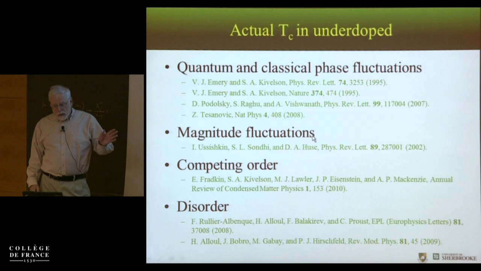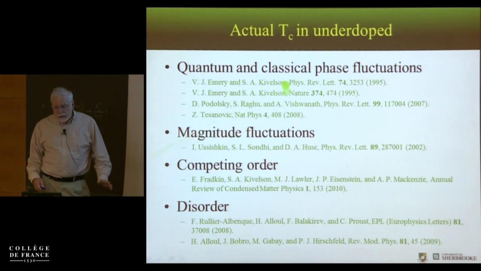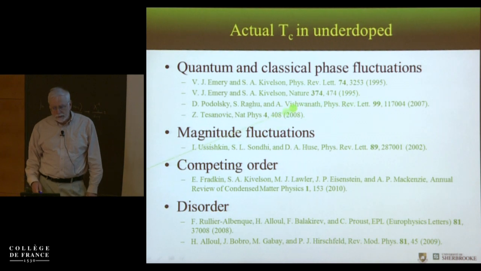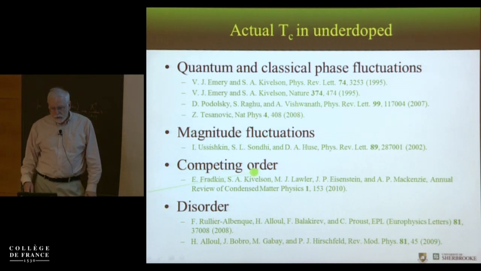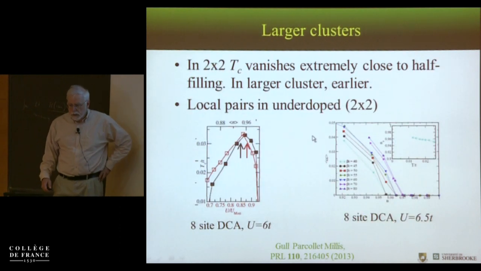So, well, what is the true TC? In a bigger cluster, it could come from quantum and classical phase fluctuations, from fluctuation of the magnitude, from competing order, or Henri has argued that it can come from disorder.